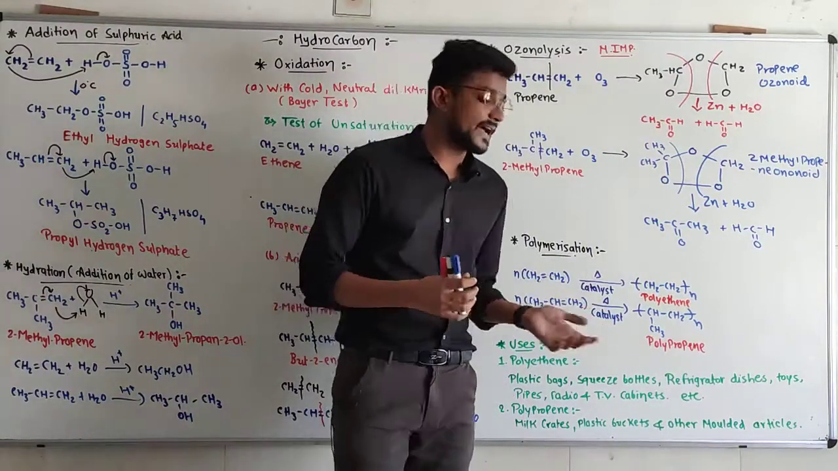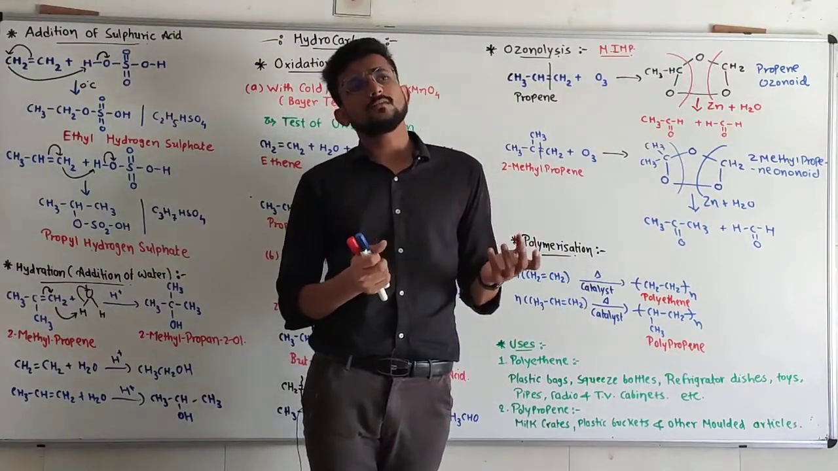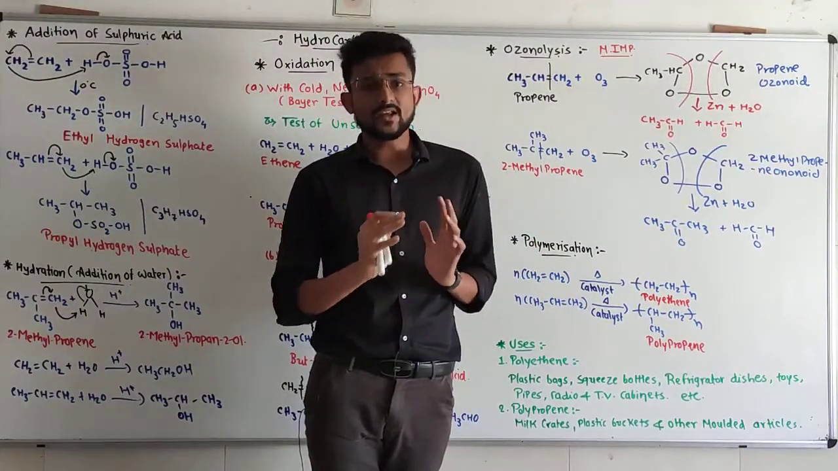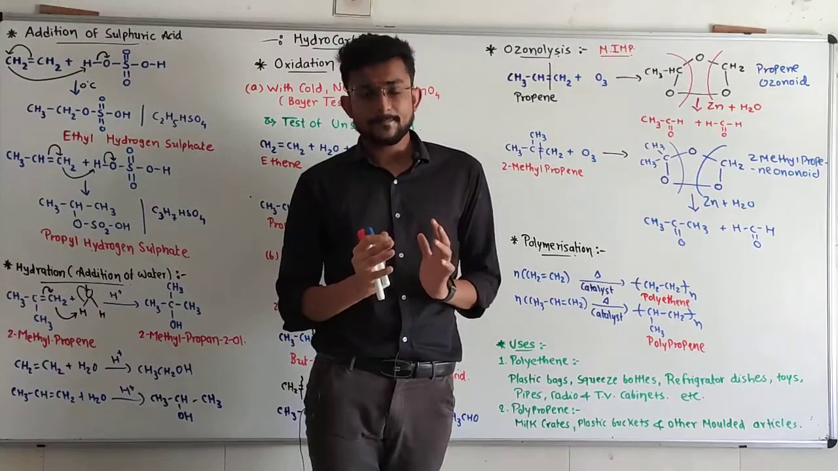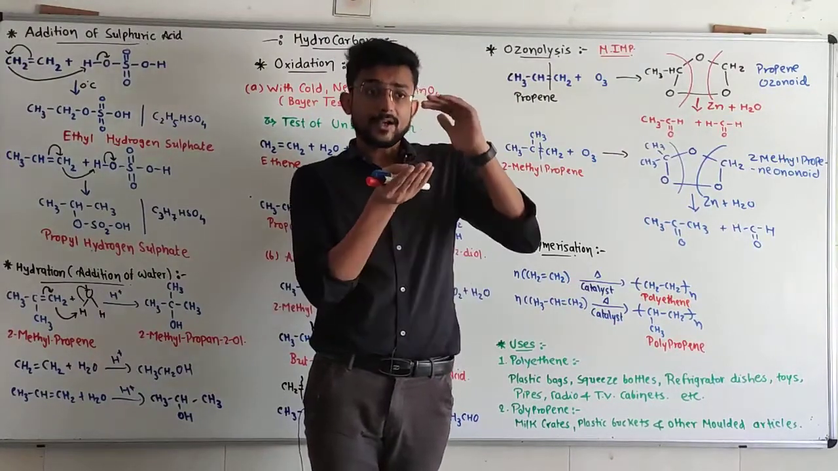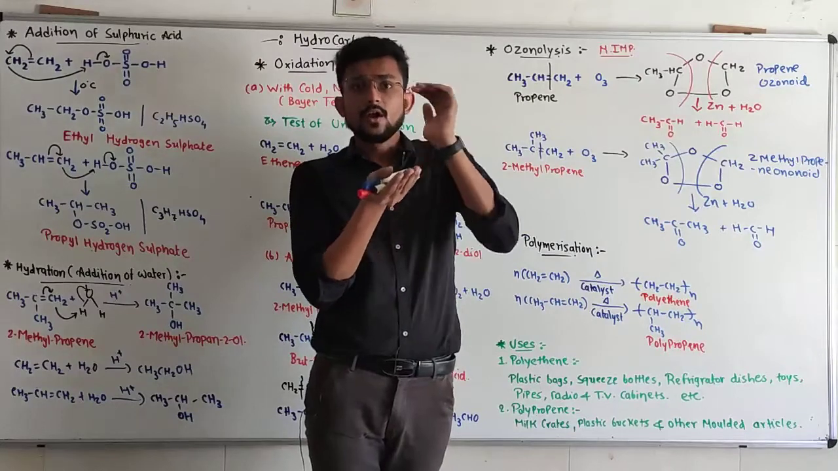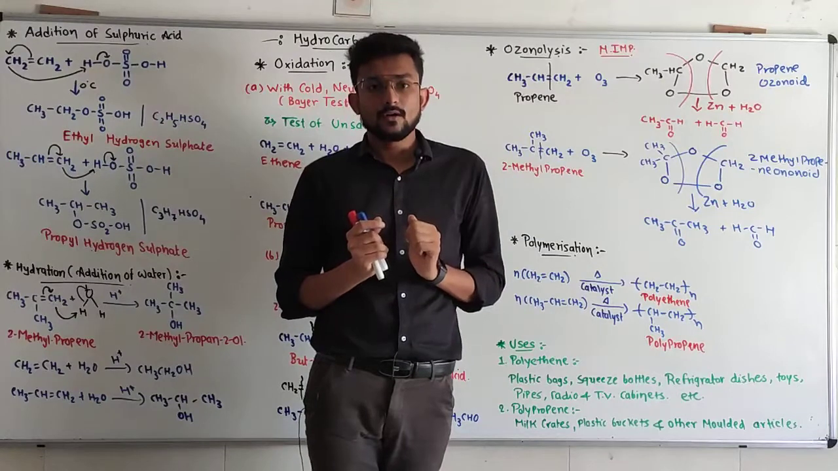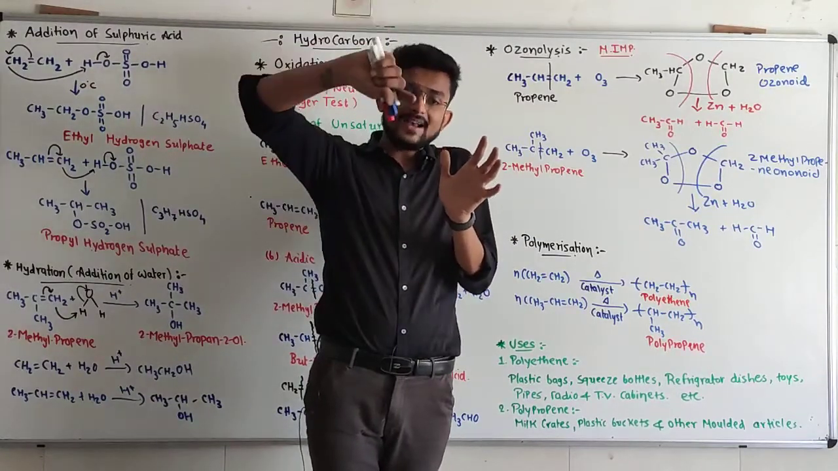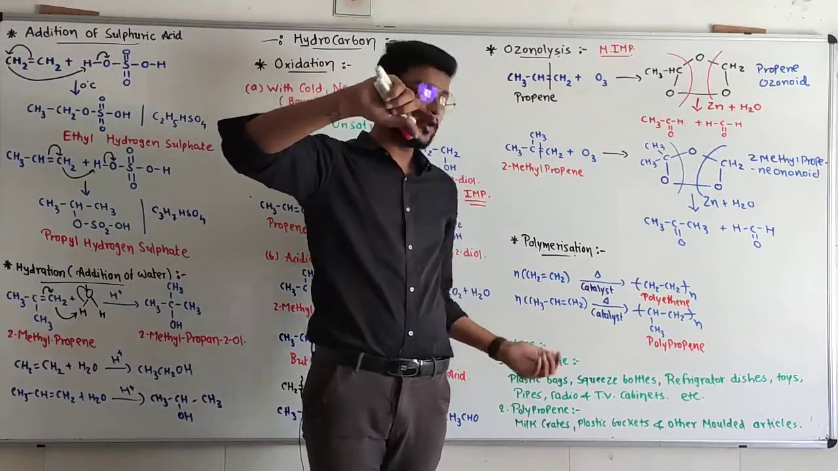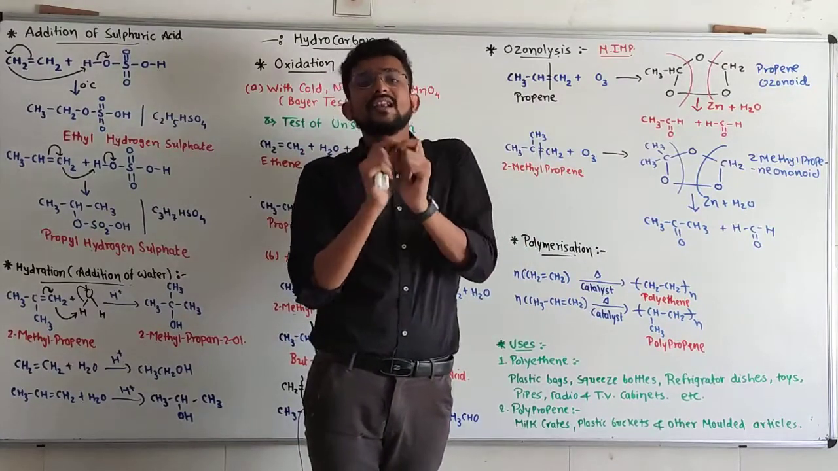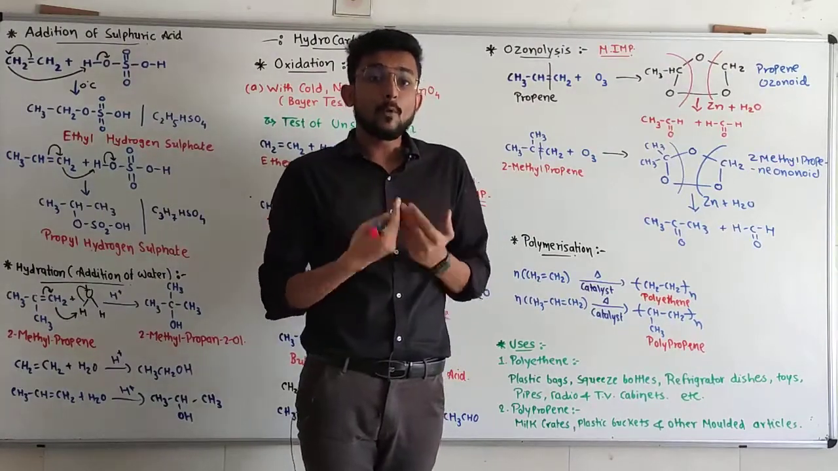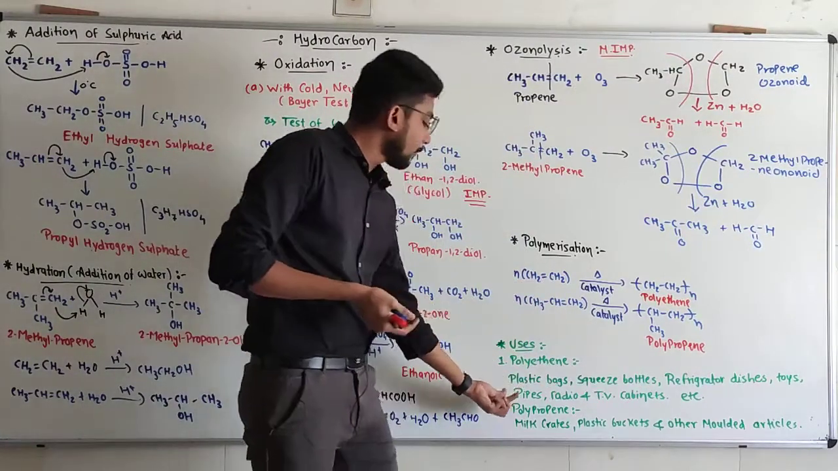What are molded articles? Suppose we want an idol of Lord Krishna. For that particular idol, we first have to create a mold of it. In that mold, we add liquid plastic or liquid polypropylene, and after cooling down, we will get the particular shape of it. So that type of molded articles are made of polypropylene.